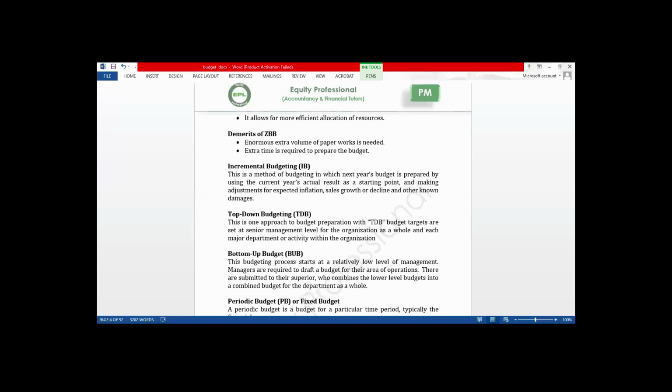You can talk of top-down budgeting. It's a budgeting approach where the budget is prepared by the senior management for the organization, and this is communicated to all members of staff. The senior management will prepare the budget and send it down to staff to implement. Such budgeting is likely to fail because it is not participatory.